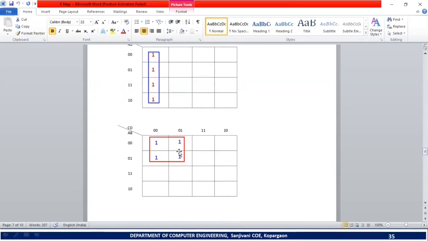So if we have 4 1 like this, then it is possible to form a group of this 4 1. Why? Because the condition which we discussed while making group of 4 1 is getting satisfied here. What was that condition? Two variables should be different, and the remaining variables should be same. So for this group, let us check whether two variables are different.